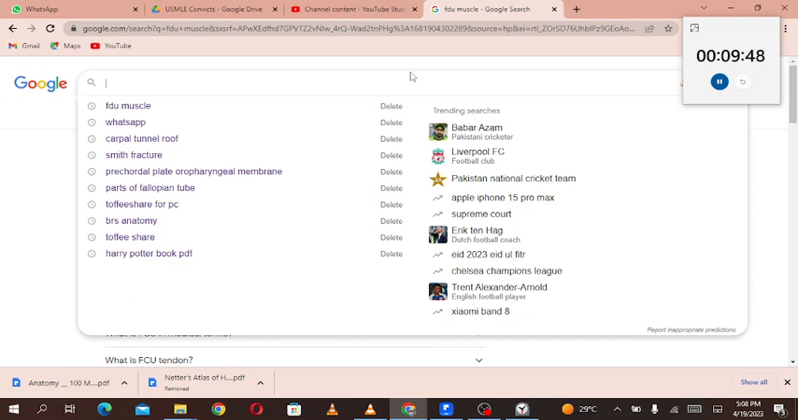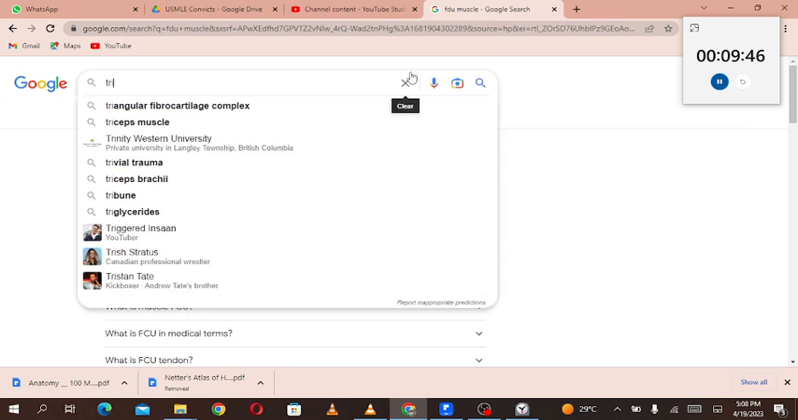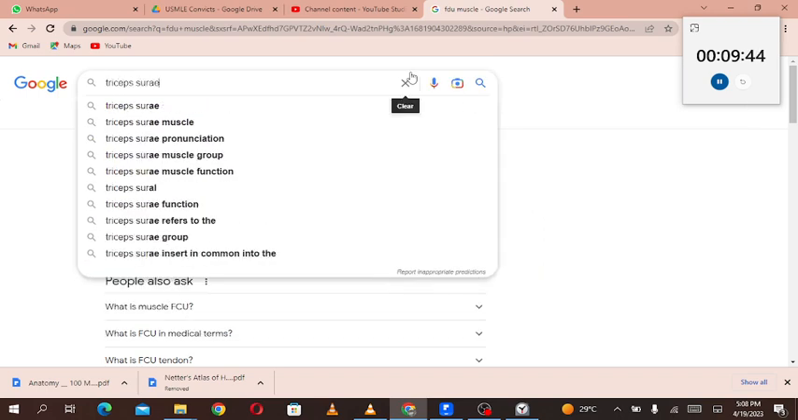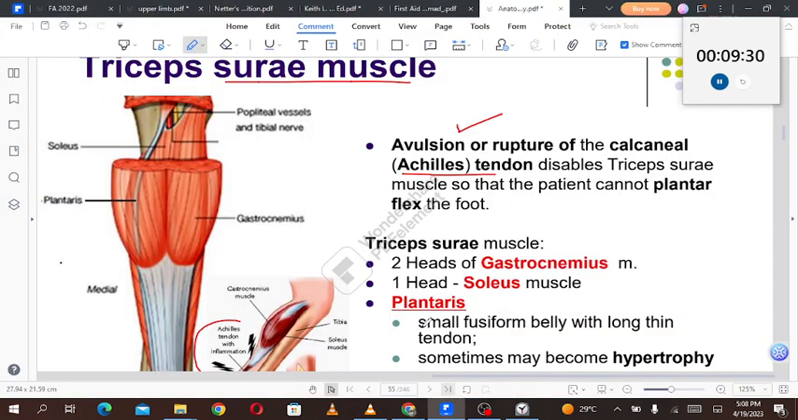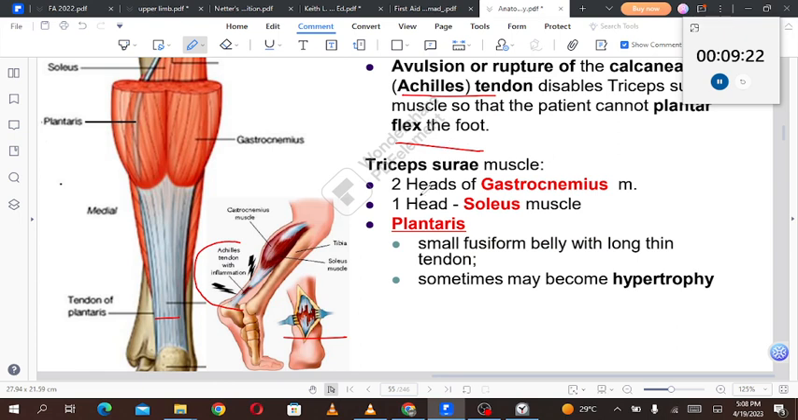Triceps surae, because we know one thing, triceps brachii, is present in the arm. Triceps surae consists of two muscles located at the calf: the two-headed gastrocnemius and the soleus. So that gives three heads in toto. Coming back, the avulsion or rupture of the calcaneal tendon disables the triceps surae muscle so that the patient cannot plantar flex the foot. Triceps surae muscles are two heads of gastrocnemius and one head of soleus muscle.